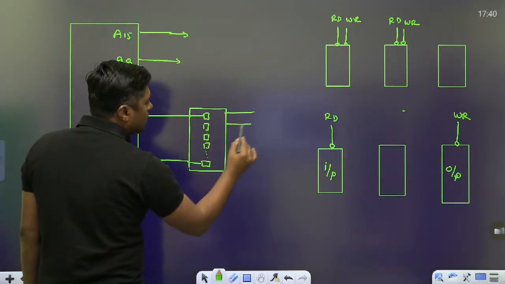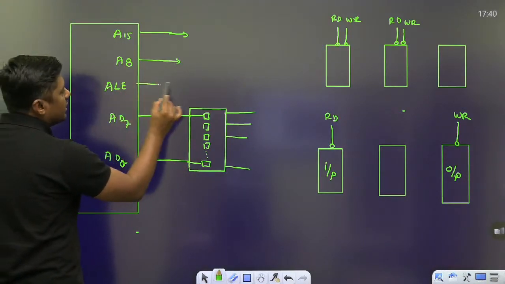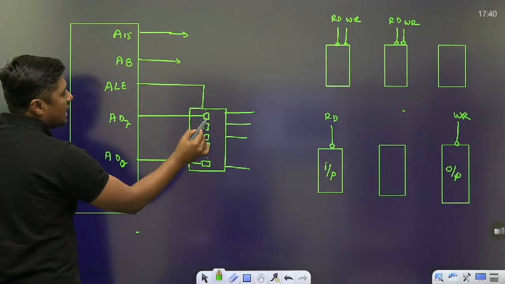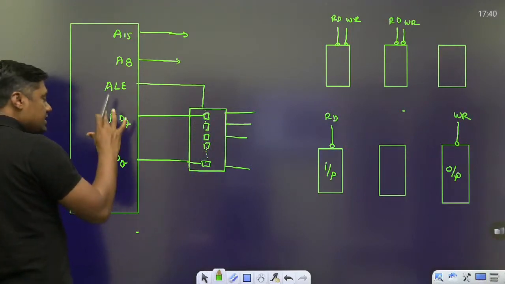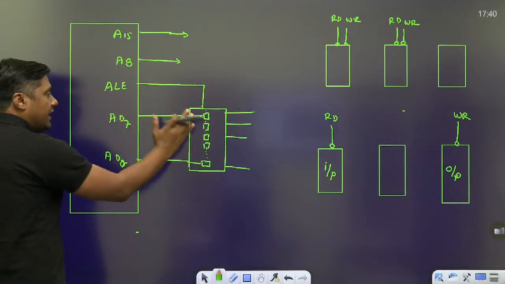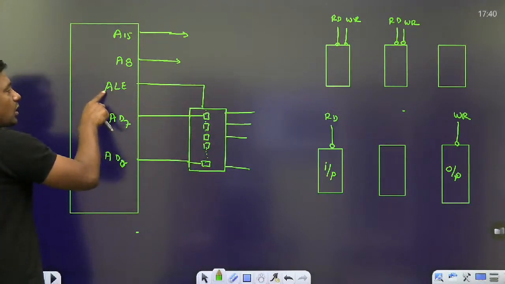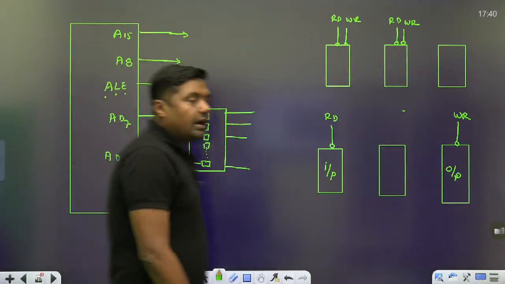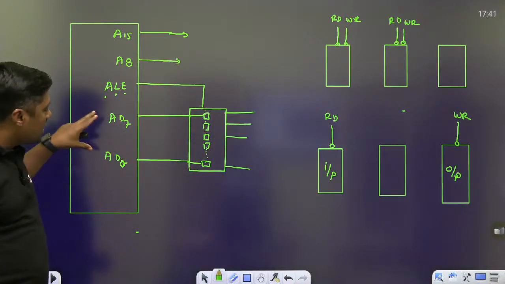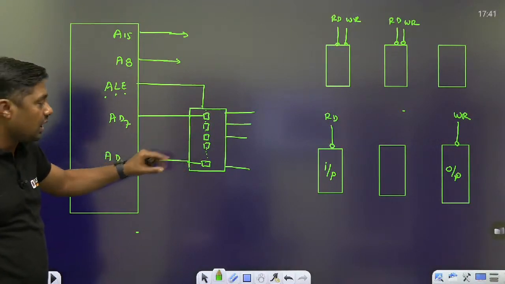Now, we have a total of 8 lines, and here we have the ALE, address latch enable. When the ALE is 1, all the latches are enabled, and initially these are used as address lines, and they will save the address here. They will save the 8 bit lower order address in this latch, and that's why it is called address latch enable. When it is 1, it enables the latch and this address is saved in this particular latch. Always remember, it is an external hardware.